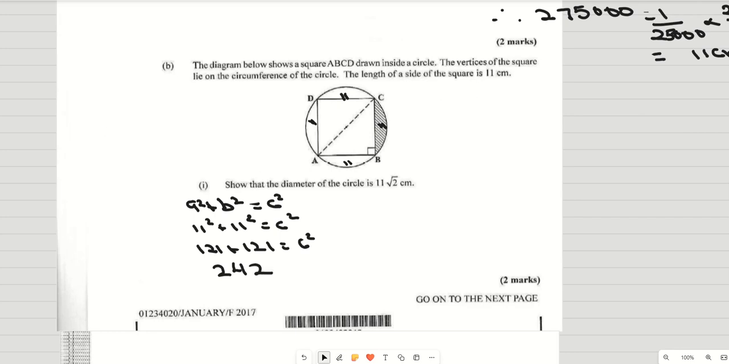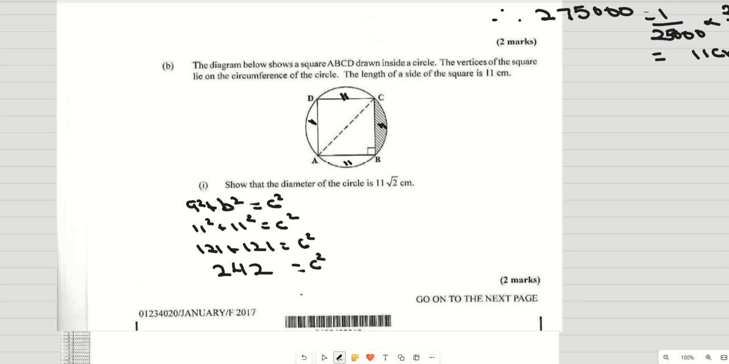If we recognize, we are seeing a right angle triangle. So immediately you're supposed to think about a squared plus b squared is equal to c squared, where c squared is what you're trying to find as the hypotenuse. So that's 11 squared plus 11 squared is equal to c squared. So that's 121 plus 121, which is 242, is equal to c squared.